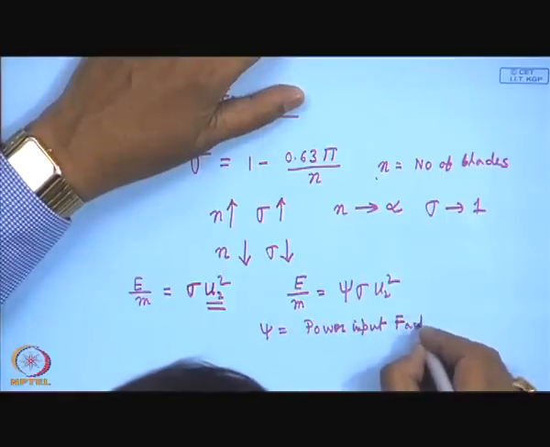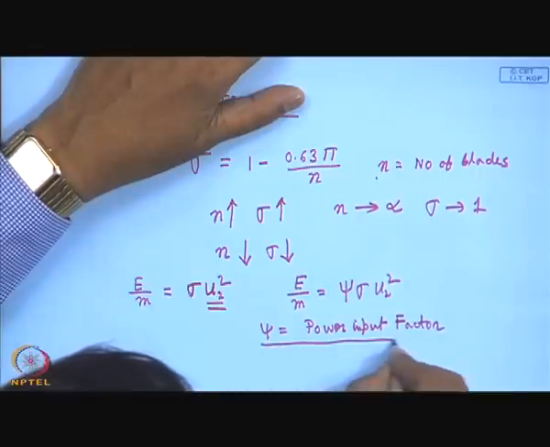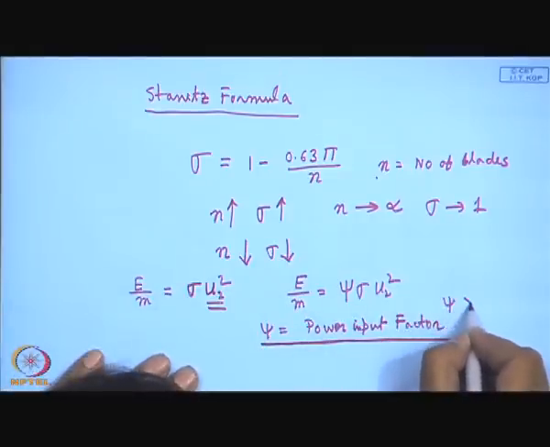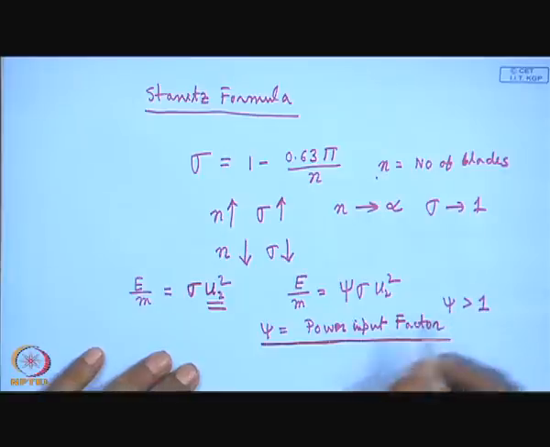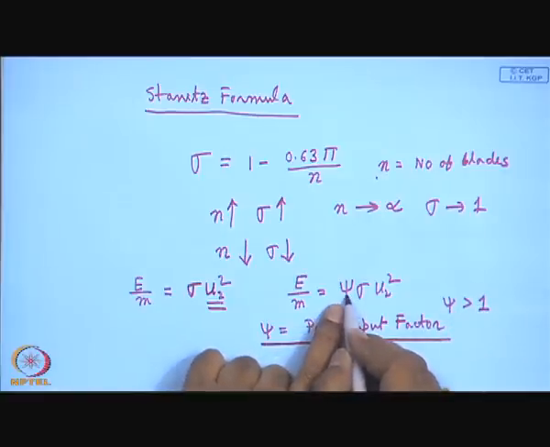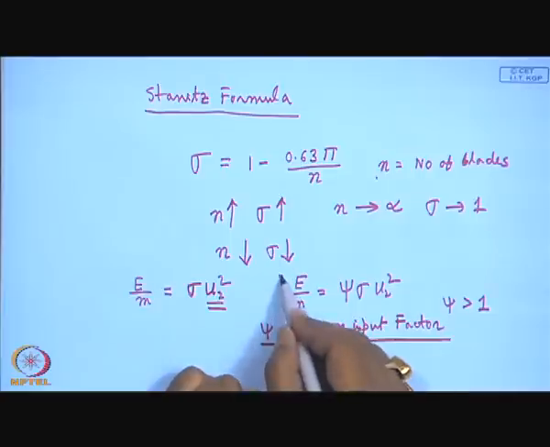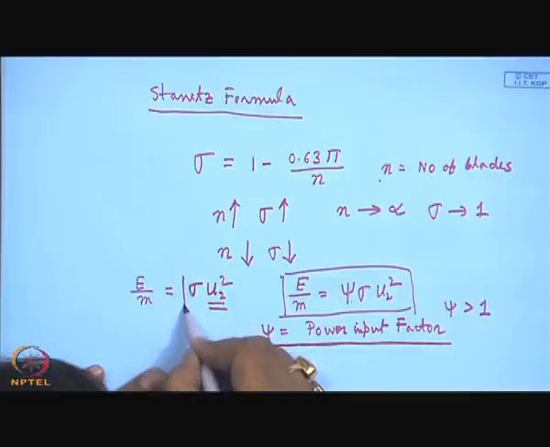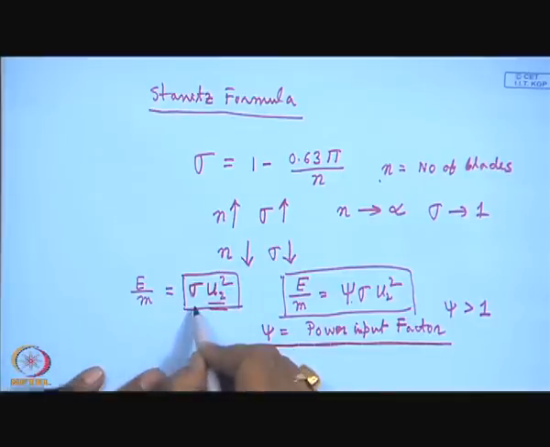Power input factor. This takes care of the frictional losses, the disc friction and windage losses. All these things are taken care of by the power input factor, which by physical sense will be greater than 1. That means this will be the energy requirement of the machine, out of which a part will be imparted to the fluid, which will exhibit the slip phenomena.